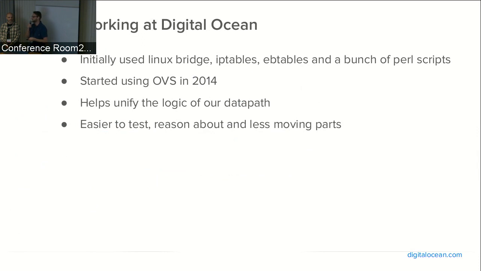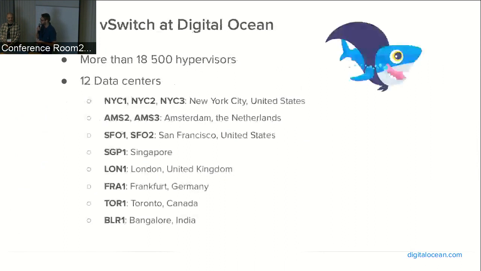So we are using Open vSwitch. We are using a lot of Open vSwitch. Let's see what our network looks like in numbers. We currently have more than 18,000 hypervisors serving virtual machines. And we have 12 data centers spread across the globe.